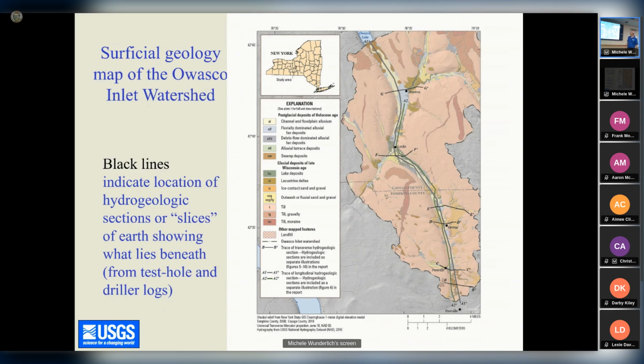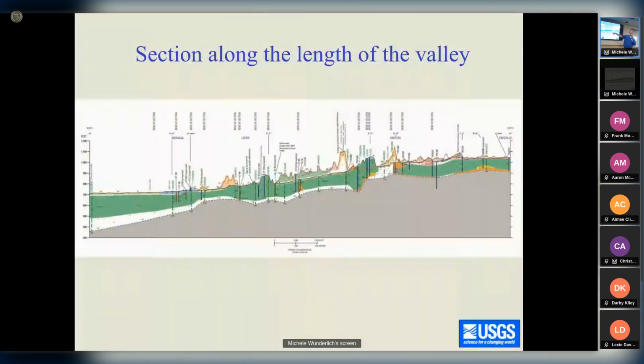Okay, next. Oh, so the first one is the long section. That's okay. This is the long section.